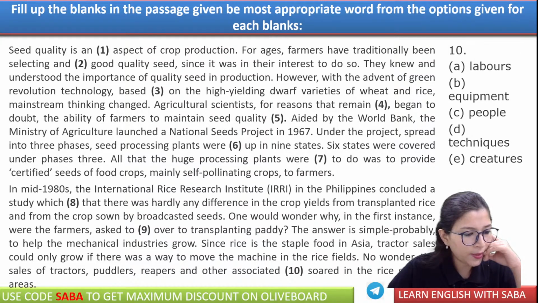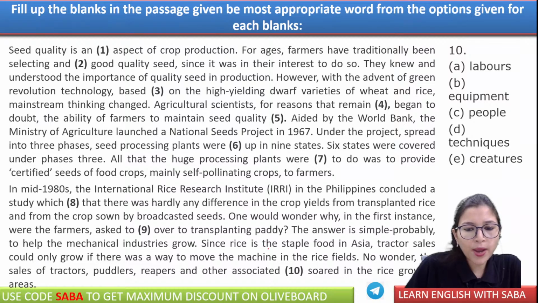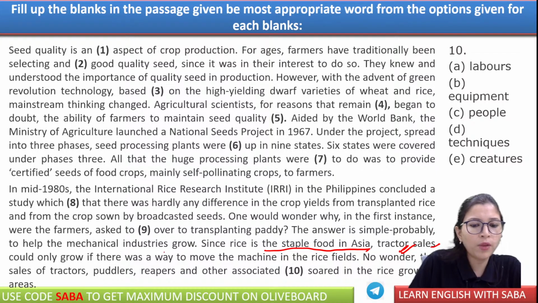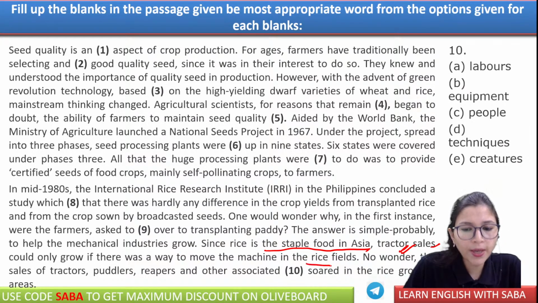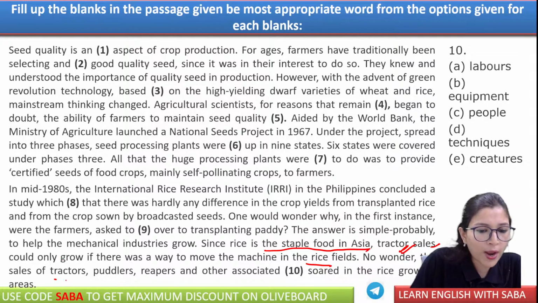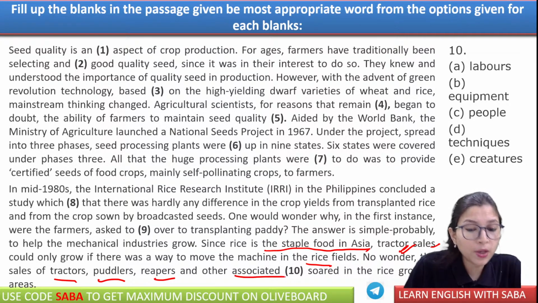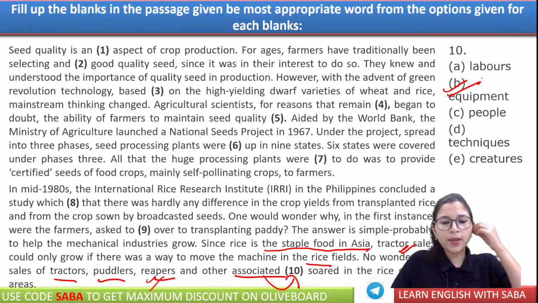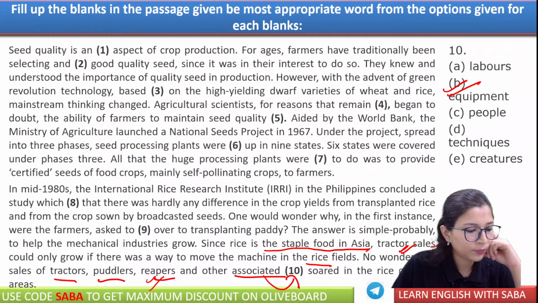Now here, techniques, equipment, all these are similar options. Creatures, people. No. Since rice is the staple food in Asia, as rice production increases, tractor sales could only grow if there was a way to move the machine in rice fields. No wonder the sales of tractors, puddlers, reapers, and other associated. So, are we talking about techniques or are we talking about equipment? We are not talking about any technique. Simple. These are the equipment that are used in that. So simply it will be B, equipment. Stored in the rice growing area. Simple. It will be B. Okay.